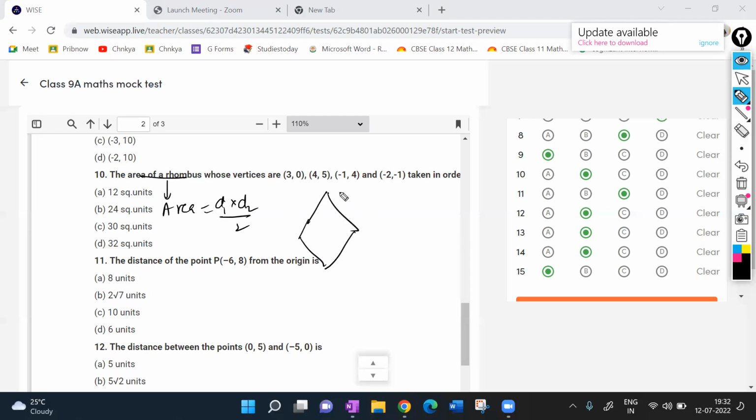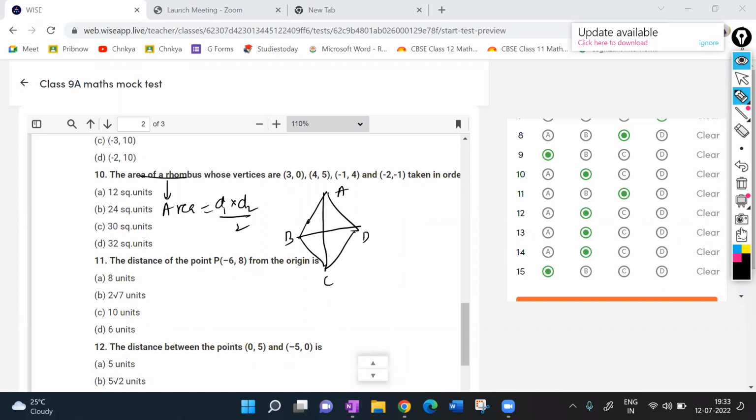You just give this as A. Sir, or can we do it like two triangles, half into base into height plus half into base into height? Yes, split it, divide it into two triangles and do half into base into height. She's saying just split into two triangles, ABC one triangle and ADC one triangle. That is how she's saying.